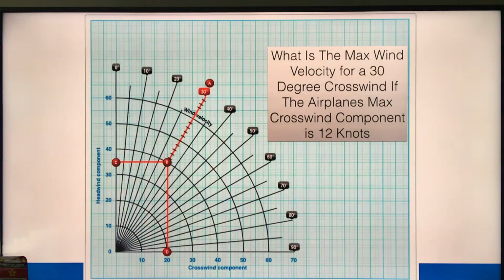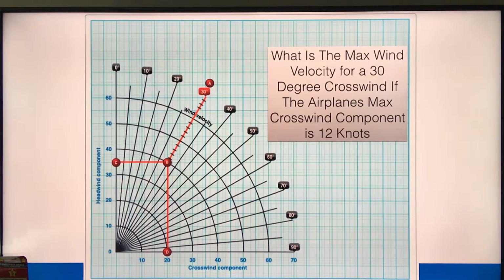So when I'm calculating my takeoff distance, I know how much of that wind will feel like a headwind, and when I'm looking at my maximum crosswind component, I know how much of that wind will actually feel like a crosswind. Let's look at another one asked a little bit differently, and this is actually a question from the FAA written test. What is the max wind velocity for a 30 degree crosswind if the airplane's max crosswind component is 12 knots? This is good to know.